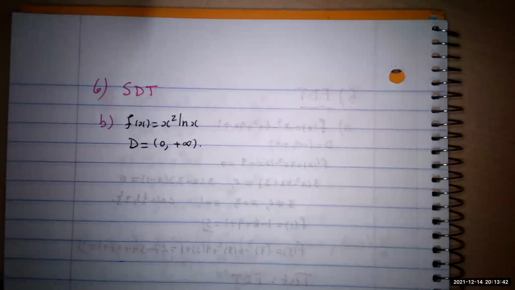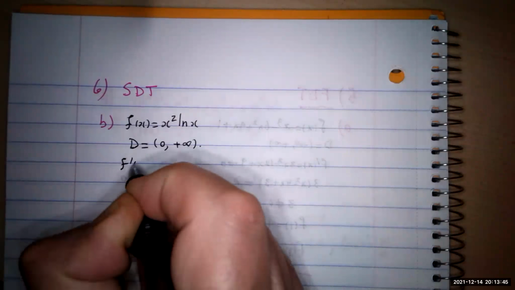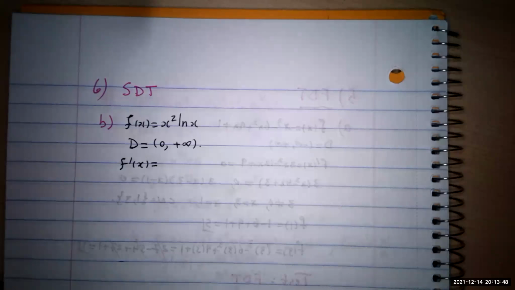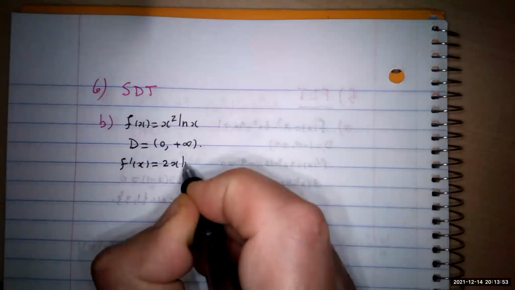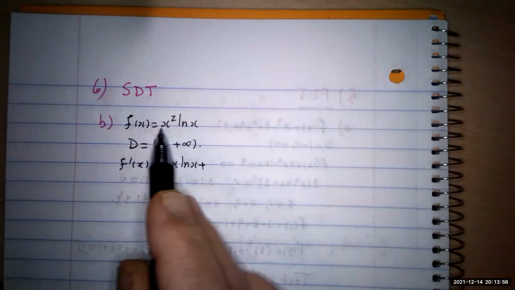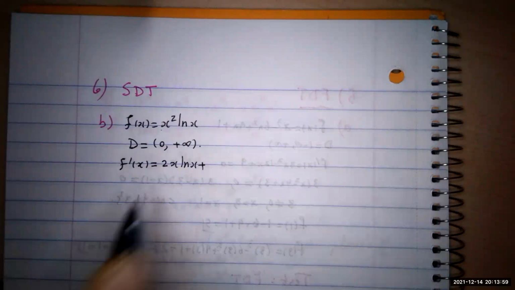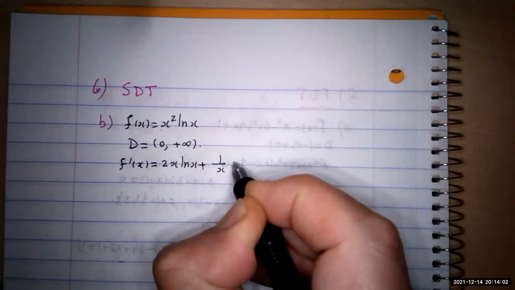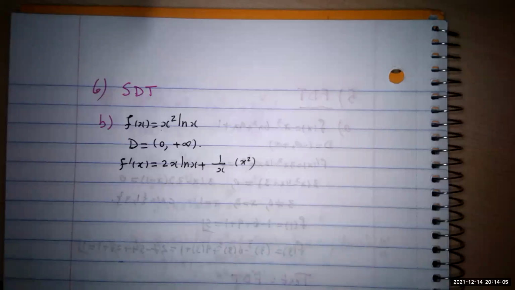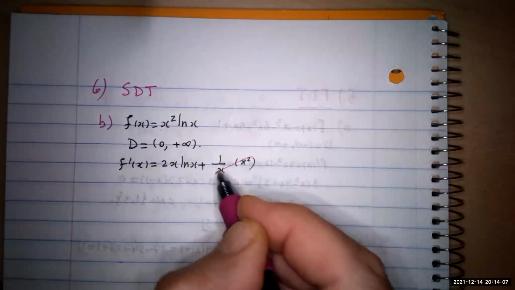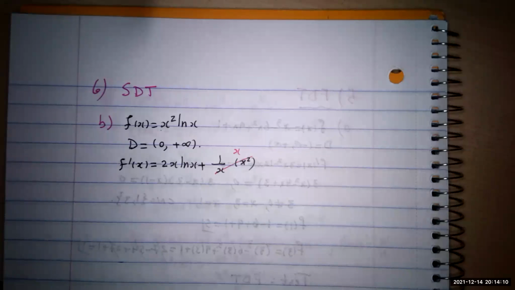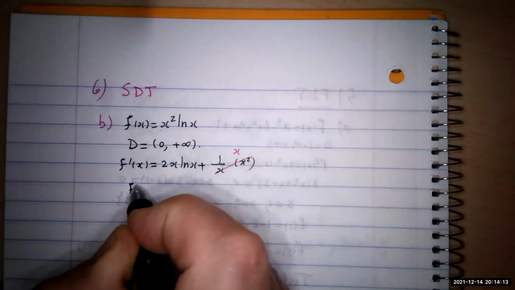Then we have to differentiate it. It's a product of two functions, so derivative of the first times second, plus derivative of the second times first. The derivative of the first one would be 2x times ln x, plus the derivative of the second, which is 1 over x, times the first, and simplify. This would give you x. So f prime of x equals 2x ln x plus x. That would be your f prime.